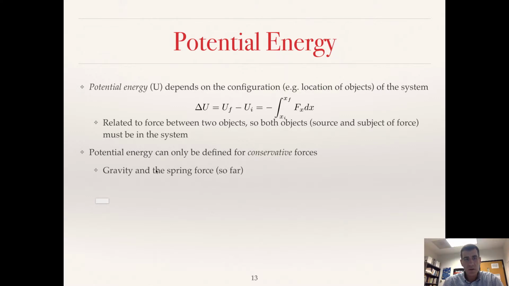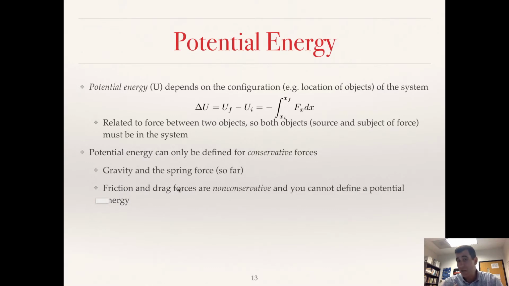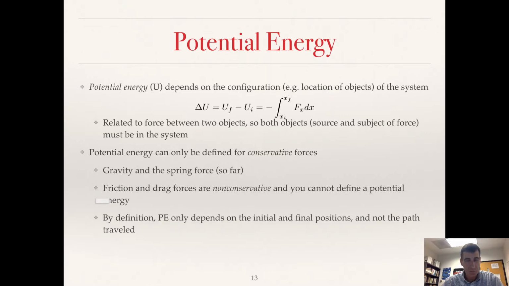So far, the forces we've looked at, gravity and the spring force, are conservative forces, whereas things like friction and drag forces like air resistance are non-conservative. These sorts of friction and drag forces are sometimes called dissipative forces. You can't define a potential energy for them. So we'll actually have to wait till next chapter to learn how to deal with those.